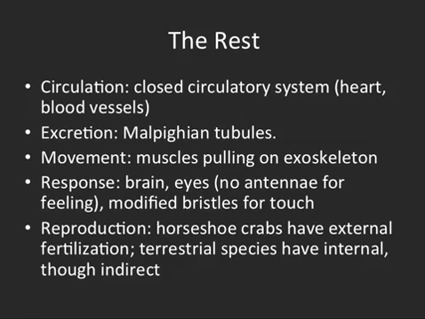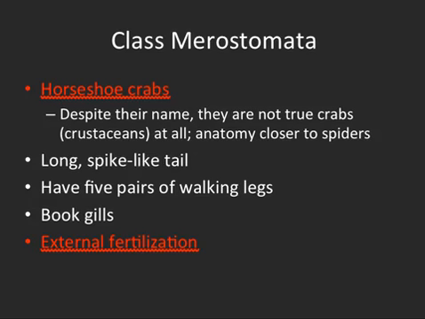So first, class Merostomata. Common name are horseshoe crabs, and despite their name, they are not true crabs. They are not closely related to crustaceans. They have anatomy closer to spiders, and so that's why they're in subphylum Chelicerata. They have a long spike-like tail. They have 5 pairs of walking legs, and that's the big difference here. Horseshoe crabs have 5 pairs of walking legs instead of 4 like all other chelicerates.